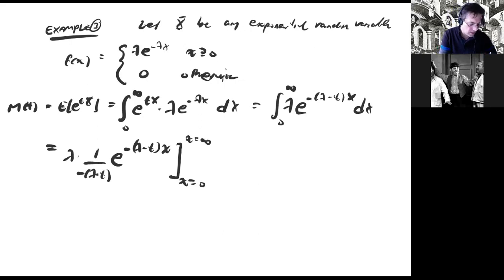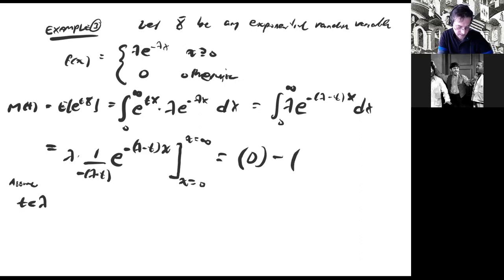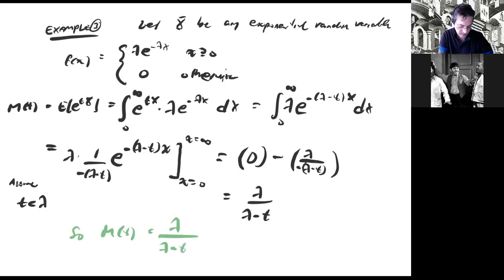Okay. So now, if the exponent here is positive, this thing is going to blow up. So you want the exponent to be negative. The only way that happens is when t is less than lambda. So assume t is less than lambda. And then what do we get when we evaluate? When we plug in infinity, we're going to get zero. And then we plug in zero, we're going to get lambda over minus (lambda minus t), which is equal to lambda over lambda minus t. So that's what it is. So M of t equals lambda over lambda minus t, provided that t is less than lambda.